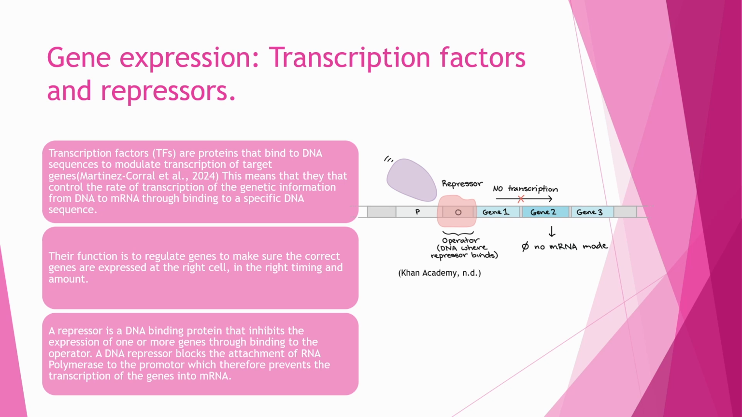A repressor is a DNA binding protein that inhibits the expression of one or more genes through binding to an operator. A DNA repressor blocks the attachment of RNA polymerase to the promoter, which therefore prevents the transcription of genes into mRNA.